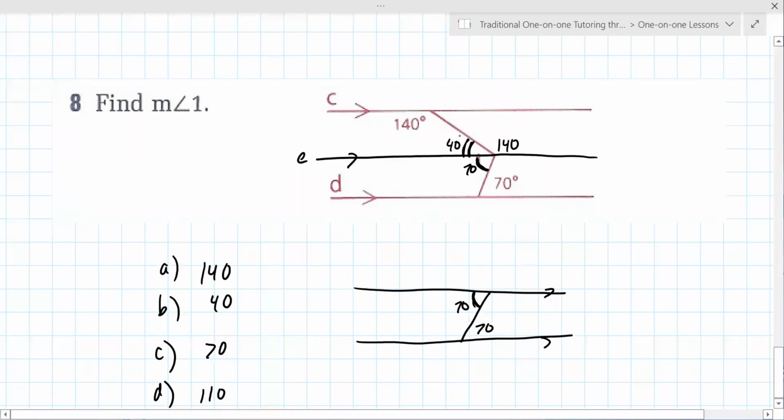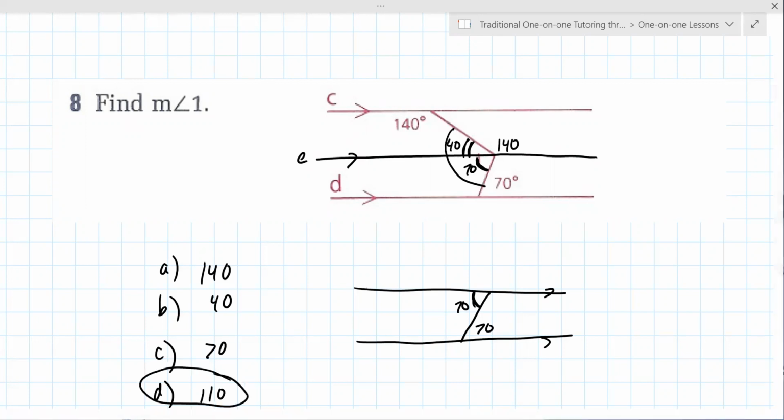40. Yep. And then you could combine those two angles to make 110, because that was the original problem, which was asking for these together. So something like that.